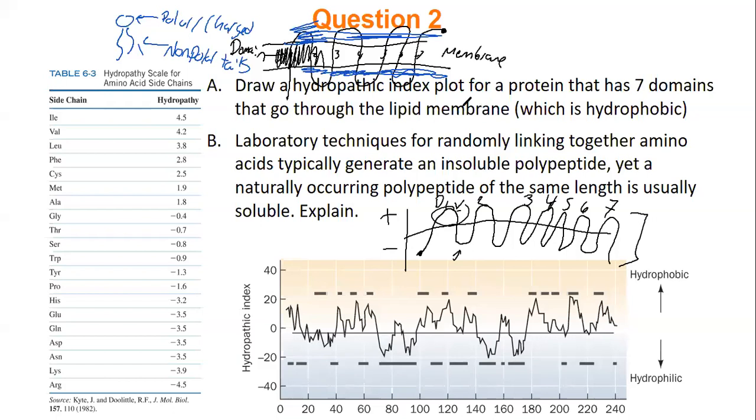All right, so let's think about B then. I can make a protein in the lab. And if I randomly, with a 1 out of 20 chance, put any amino acid at any position, that protein will probably not go into water. It will be insoluble. But if I compare that protein to a protein of the same size in nature, that protein will probably be soluble. Why, if I randomly put amino acids on a peptide, won't that dissolve in water?